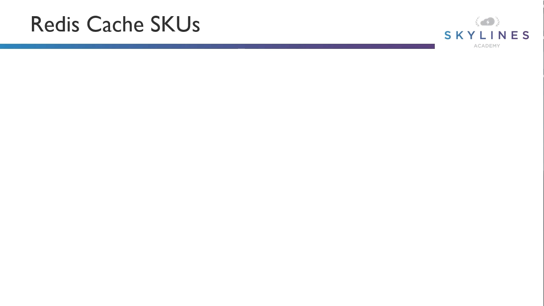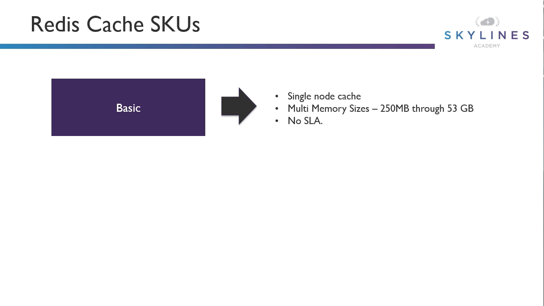There are 3 different SKUs of Redis cache. All tiers offer encryption in transport, as well as firewall rules, so you can configure and control access to your cache. However, each tier has various performance and features. The first tier is going to be the basic SKU, and this offers a single Redis cache node. It allows you to use from 250 megabytes of cache all the way up to 53 gigabytes. Since it is a single node, Microsoft does not offer an SLA. This would be recommended for a dev test or a non-critical workload.